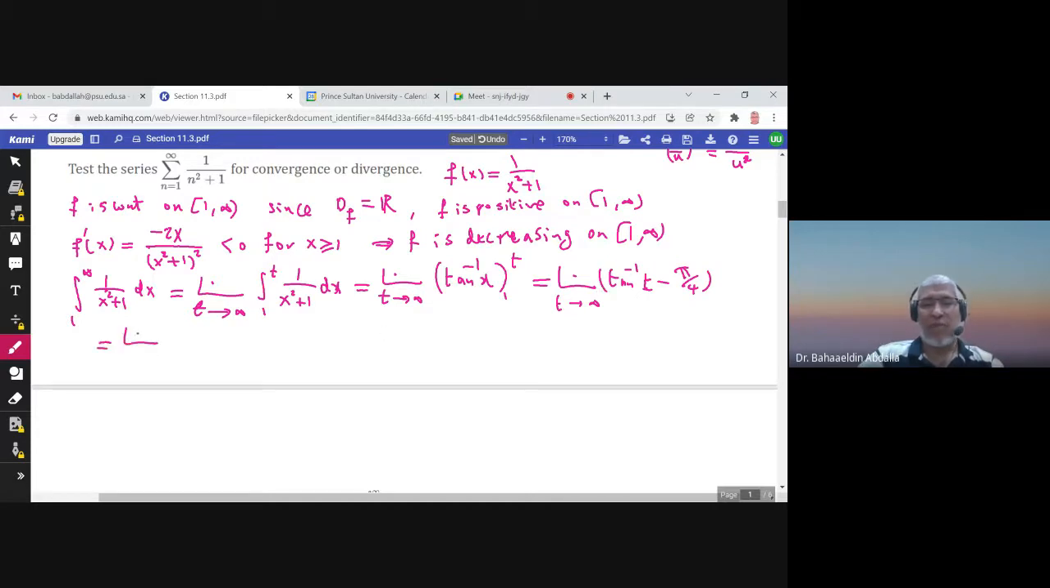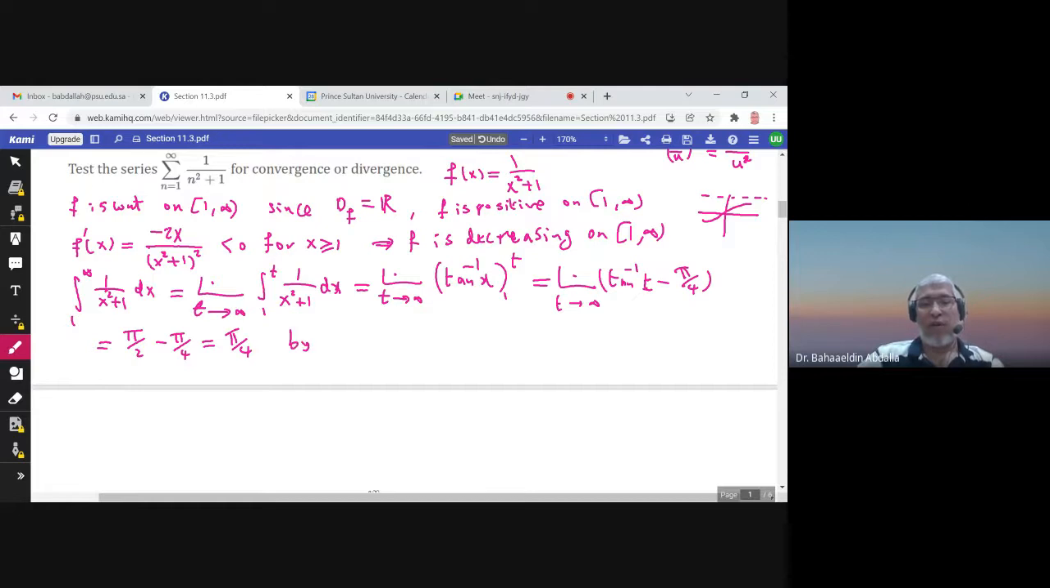So this is the limit of, now what is the limit of tan inverse t when t goes to infinity? Tan inverse infinity is pi over 2, as we know from the graph of tan inverse, because this is the graph of tan inverse and there is an asymptote at y equals pi over 2. So the answer is pi over 4. So the improper integrals converge to pi over 4.